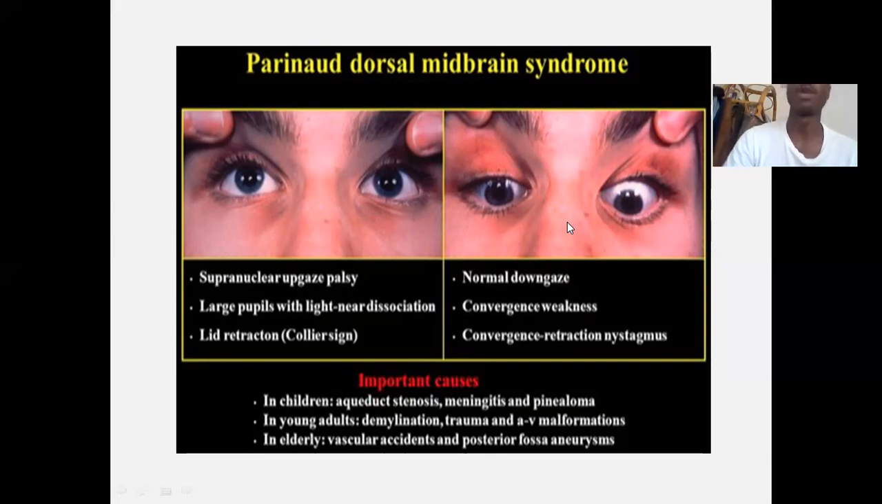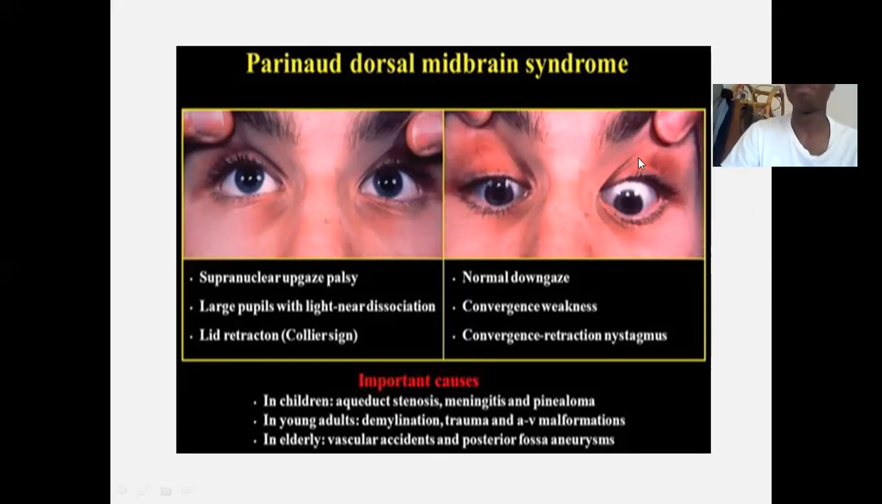which is basically your vertical gaze center. So you're going to have problems with vertical gaze, but the lateral gaze is going to be maintained, because that is controlled by your nucleus prepositus hypoglossi, as well as your PPRF, the paramedian pontine reticular formation. Then on top of that, you may have bilateral lid retraction due to the levator palpebrae superioris being affected, because that muscle is also innervated by the oculomotor nerve.